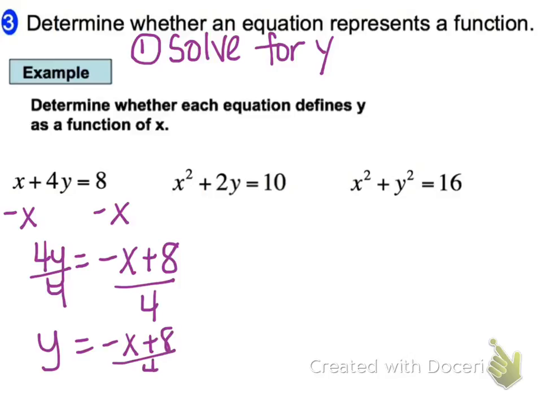Now I need to decide if it's a function. Remember, if it's a function, for every x there's only one y. So now here's where we just have to do a little bit of thinking. No matter what value I put in for x, I'm always only going to get one answer, because I'm going to take the opposite of that, add 8, and divide by 4. Since I'm always going to get one answer, that means yes, it is a function.